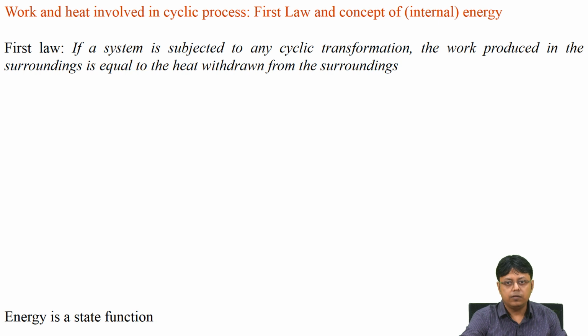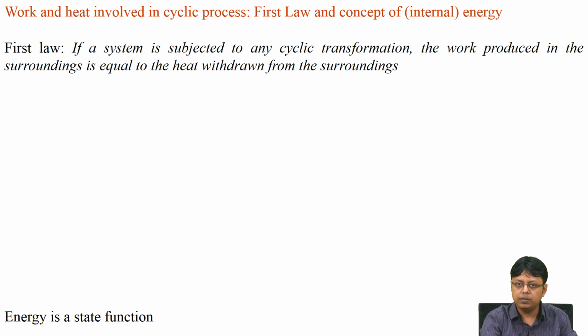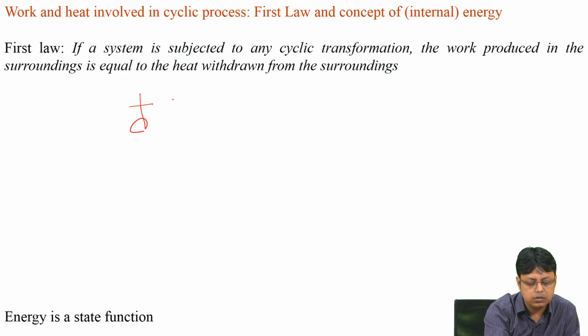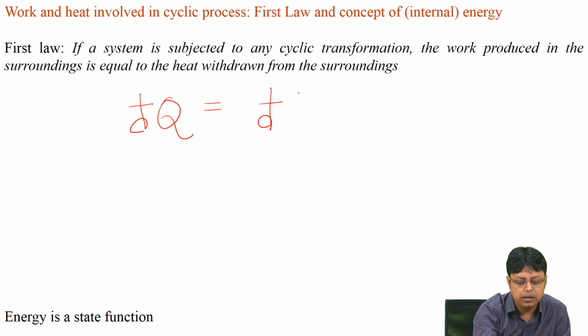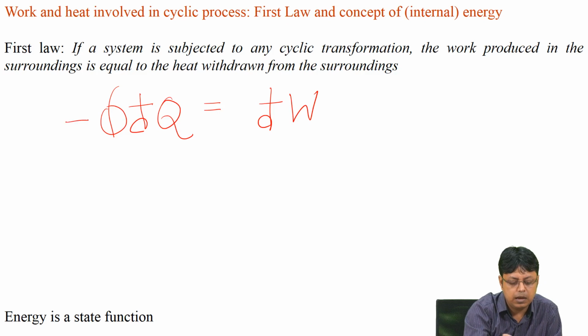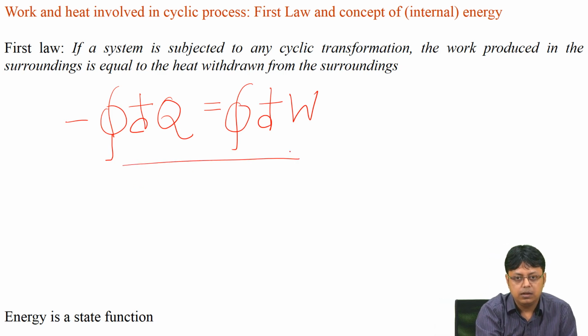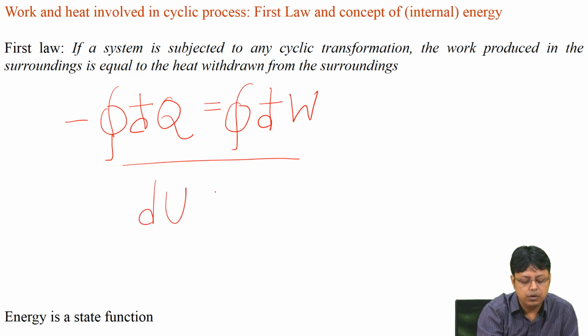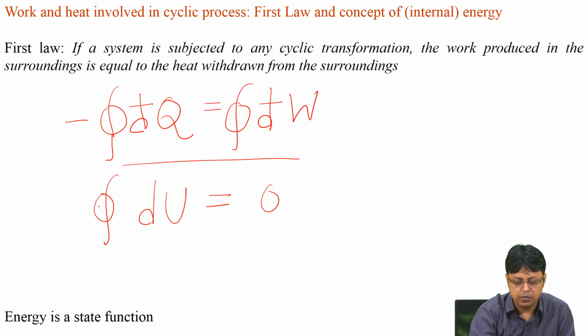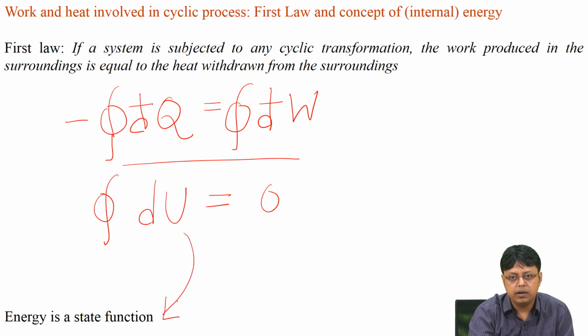So, let us now define the first law more formally. Here we say that if a system is subjected to any cyclic transformation, the work produced in the surrounding will be the heat withdrawn from the surrounding, and that is how we formulated the first law, that đW in the cyclic process will be đQ. We are keeping a negative sign just to make sure that the convention is correct, and then by adding them we got dU for any cyclic process is 0, which we stated in different words that energy is a state function unlike heat and work.